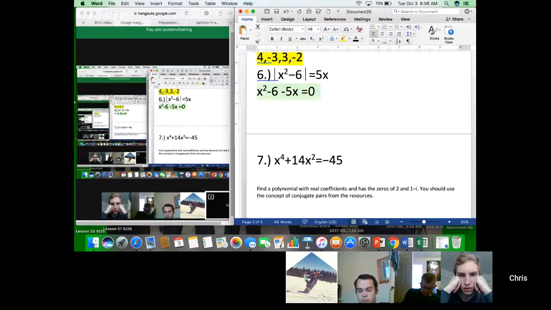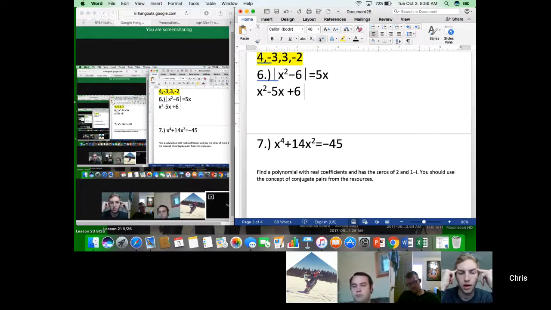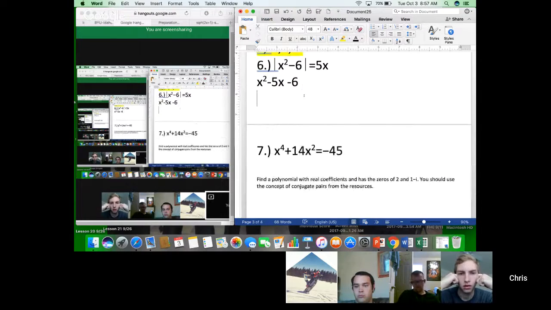Can you repeat that? So just switch it around. It'd be x squared minus 5x minus 6. So that's possibility number 1. You get negative 6 and positive 1 for your factoring: x minus 6 and x plus 1.